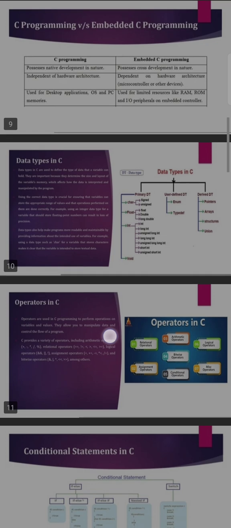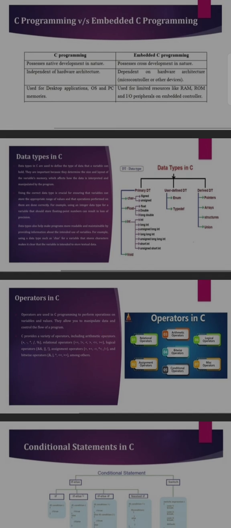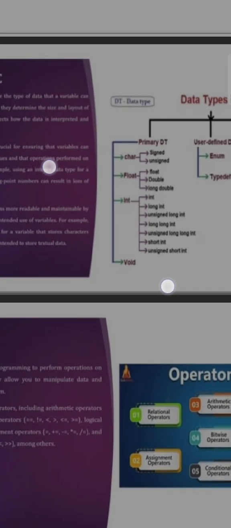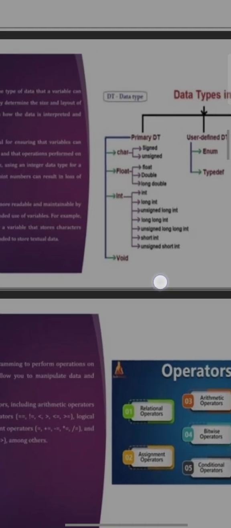Data types in C. There are primarily three data types in C: primary data type, user-defined data type, and derived data type. In primary data type: char, float, int, void. In char: signed, unsigned. In float: float, double, long double.